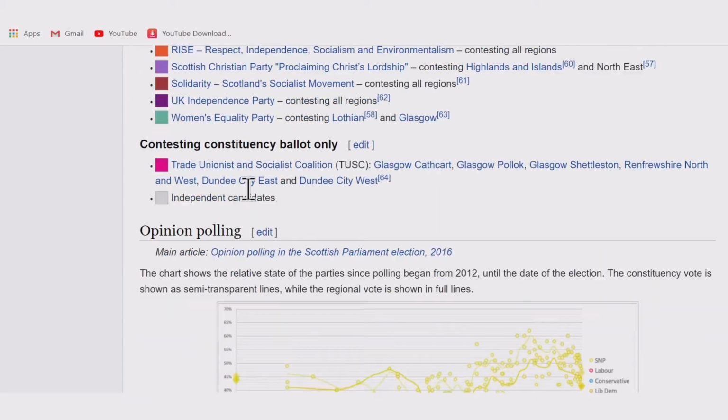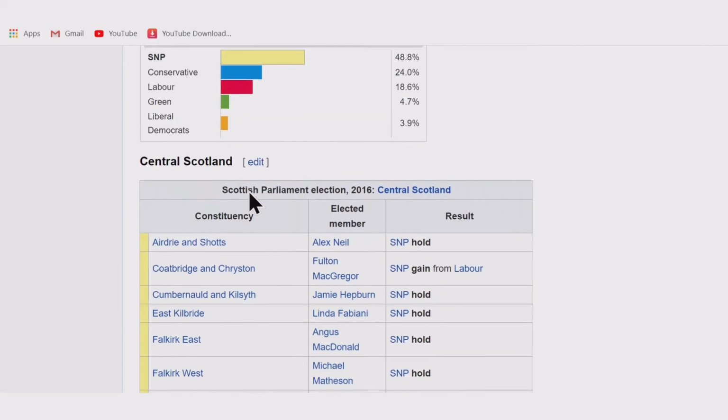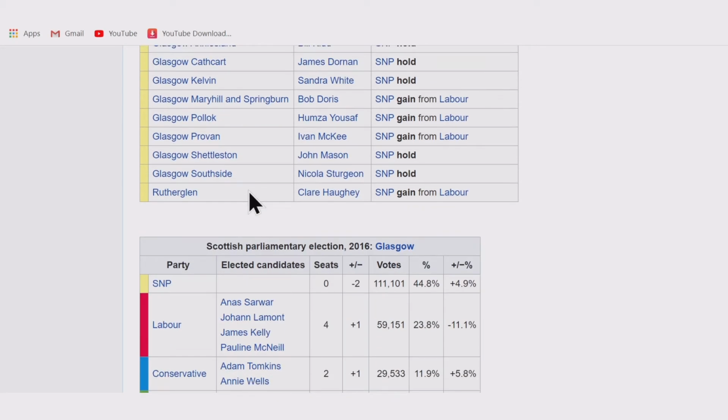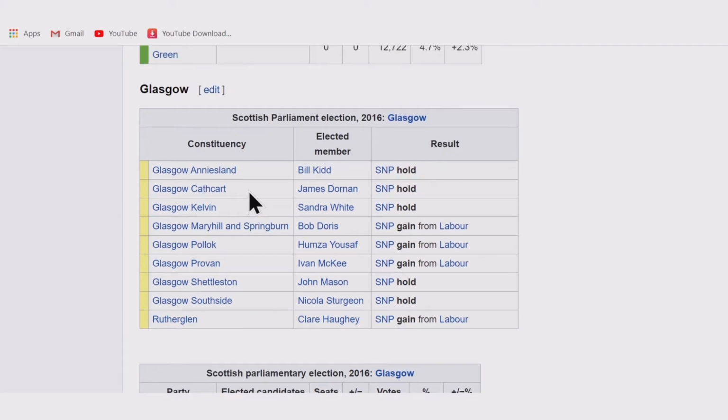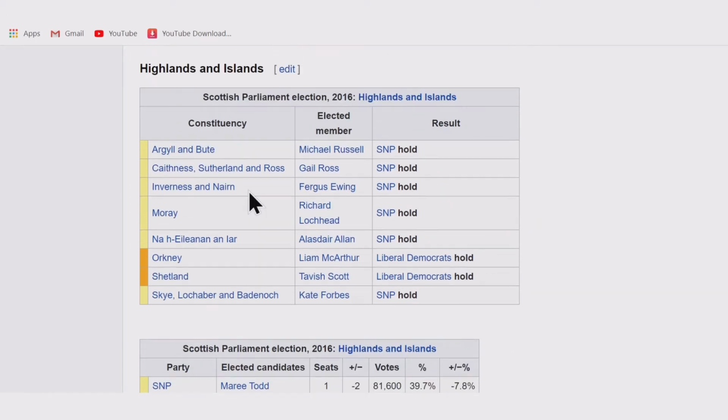We've already done Central, the Central region. We have already done Glasgow. And both these particular regions delivered a full house of SNP MSPs in the constituencies. So well done to you guys. Right, Highlands and Islands though, here we go.